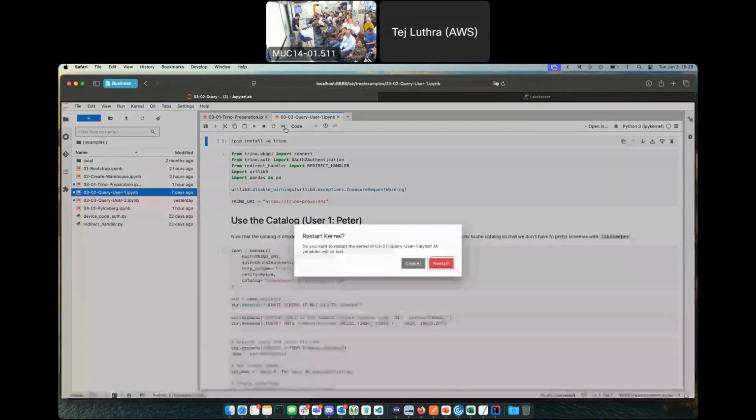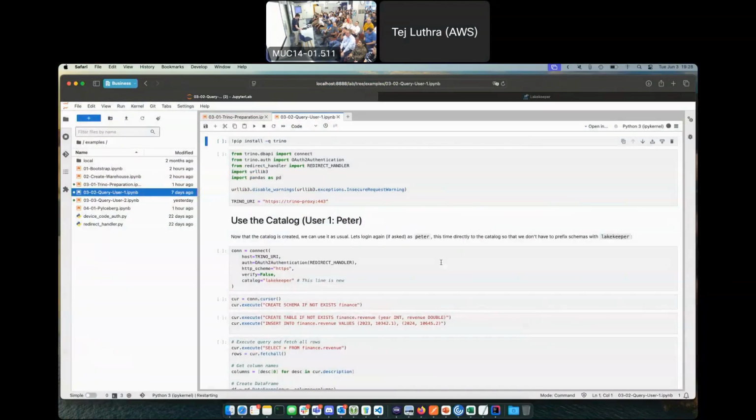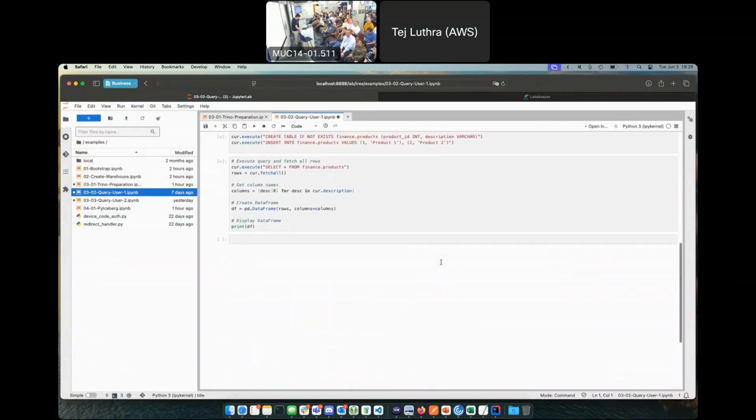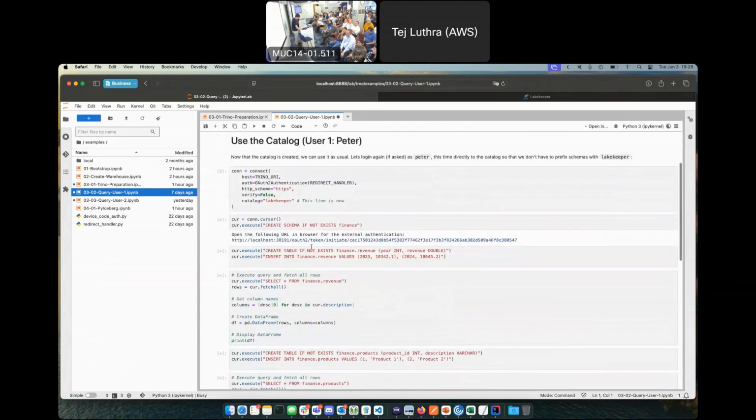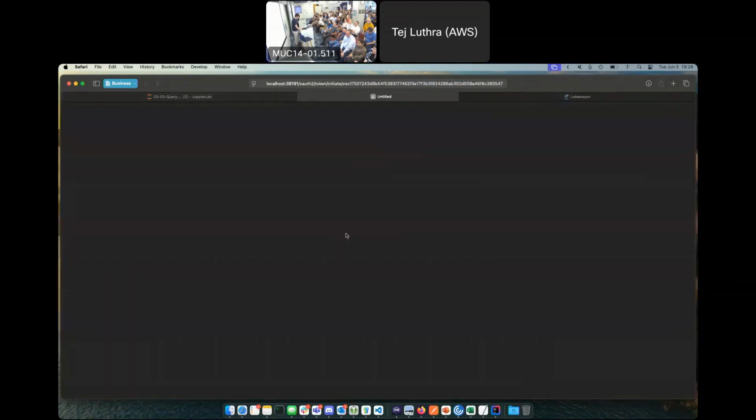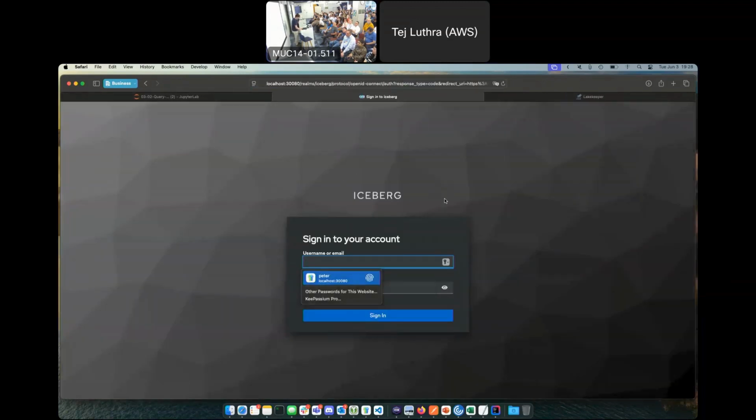Now, I'm running a query as one user, and that user is called Peter. And because Trino is secured by OAuth 2 properly, as you should do it, Trino asks us to log into our IDP. So I'm logging in here into Keycloak.